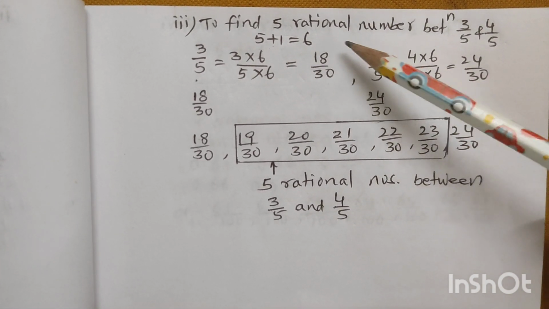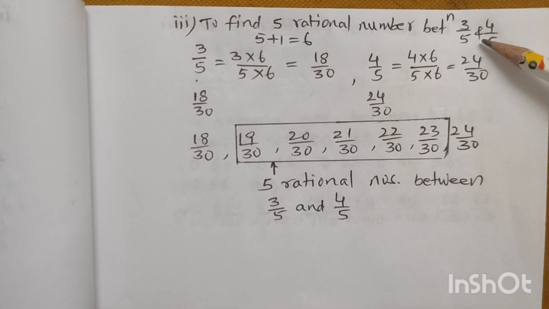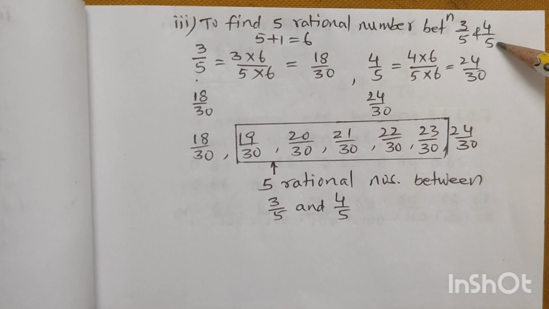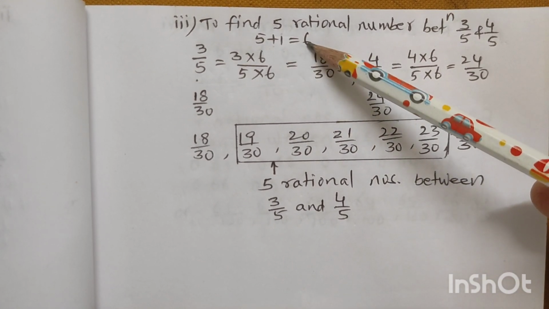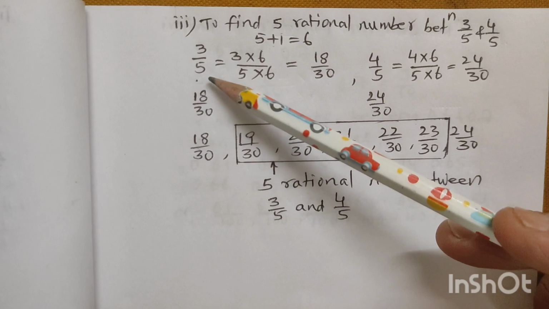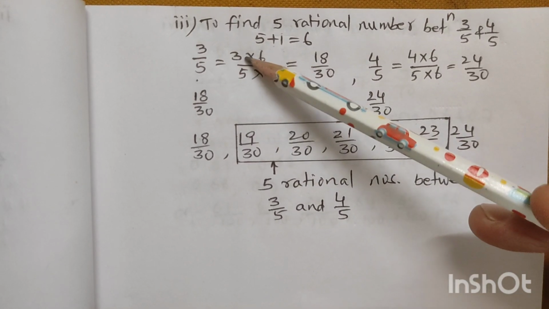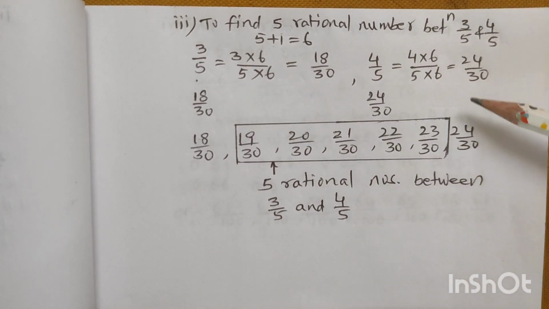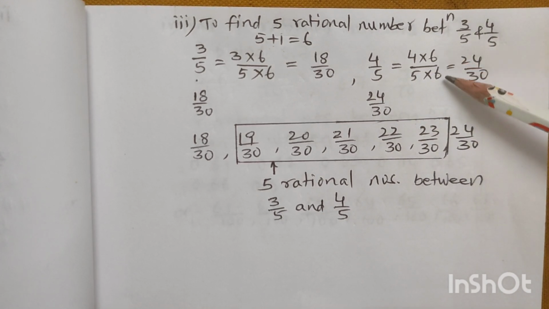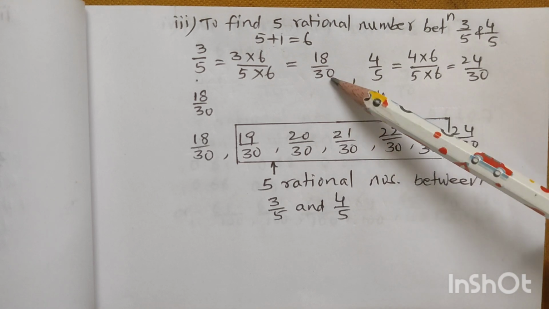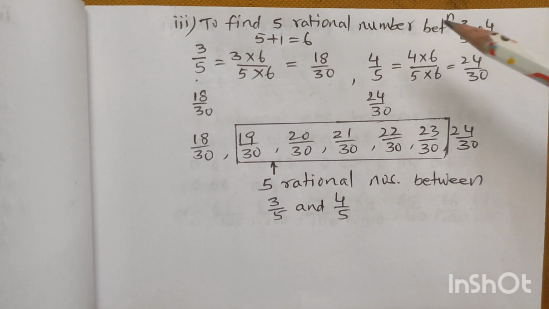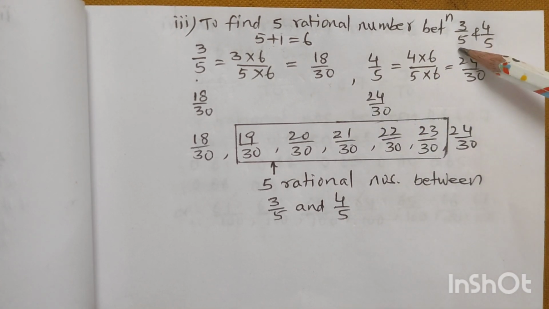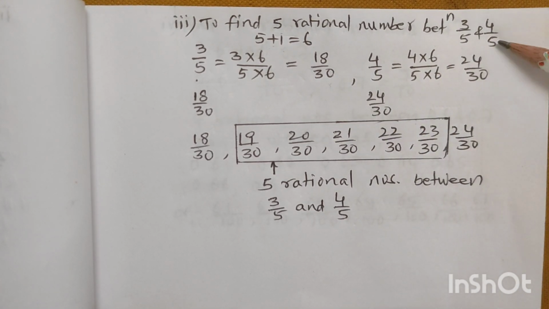Now to find 5 rational numbers between 3 by 5 and 4 by 5. To find 5 rational numbers, we add 1 to it, it gets 6. Then 3 by 5, we multiply 6 to the numerator and 6 to the denominator. Similarly here, 4 by 5, multiplying 6 at numerator and denominator. We get the fractions 18 by 30 and 24 by 30. See, 18 by 30 is equivalent to 3 by 5, and 24 by 30 is equivalent to 4 by 5.